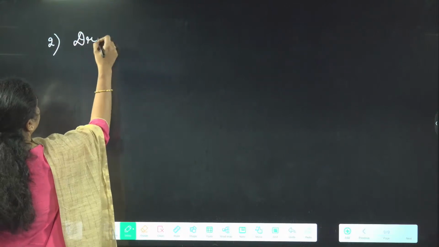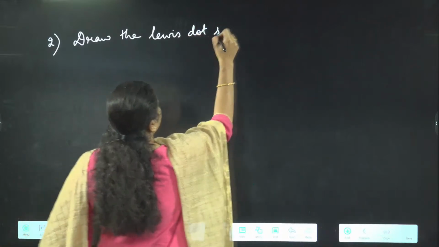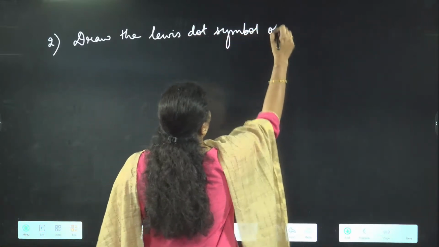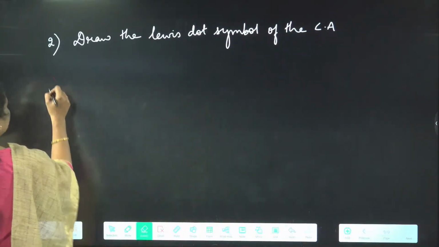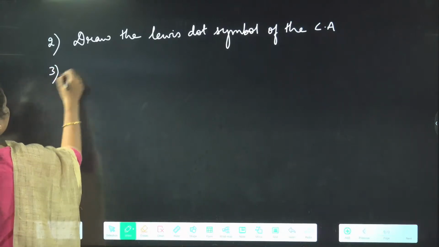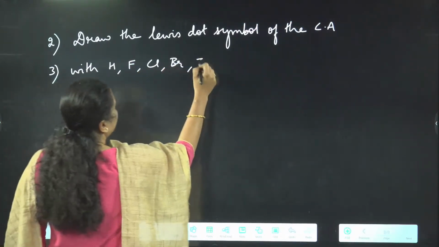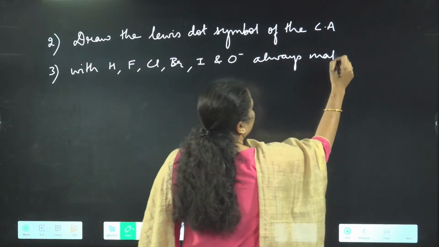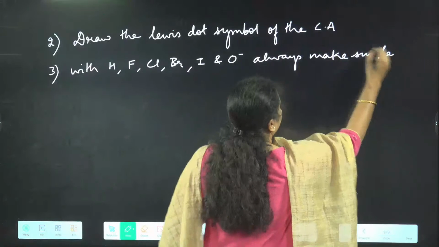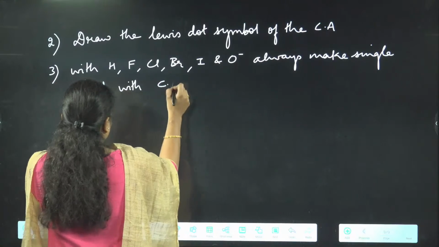Now, second point, let us say, draw the Lewis dot symbol of the central atom, right? Then next is with hydrogen, fluorine, chlorine, bromine, iodine and O minus, always make single bond with central atom.